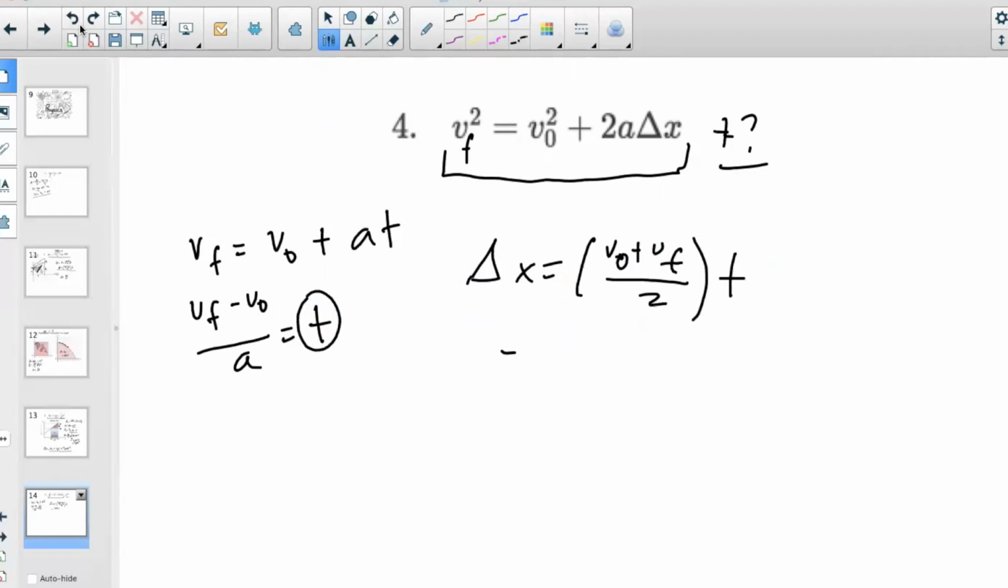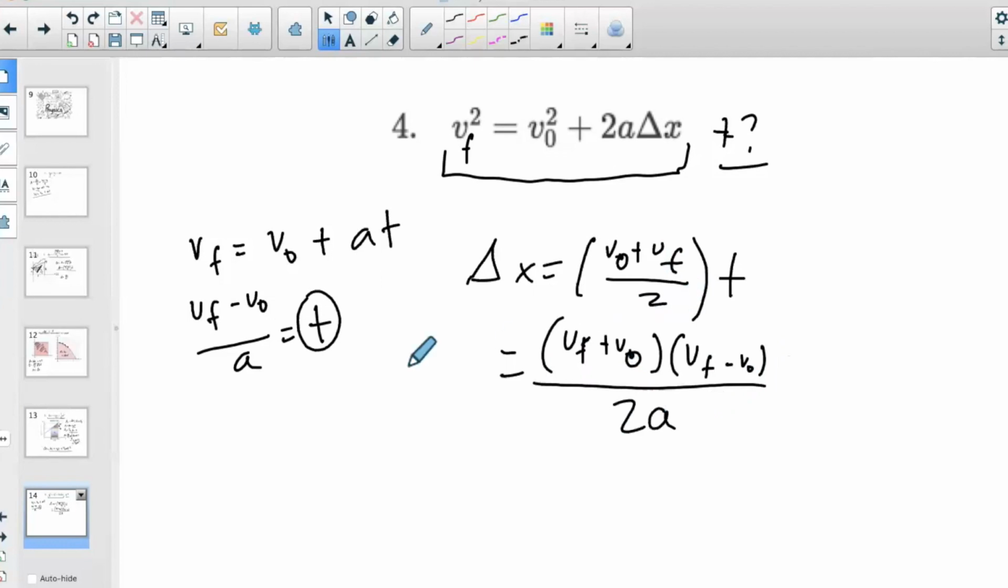So let me just rewrite this a little bit to make it simpler. We can just switch these because they're added. You'll see why I did that in a second. So we know that t is equal to vf minus v naught over 2a. You can see how I got there, right?